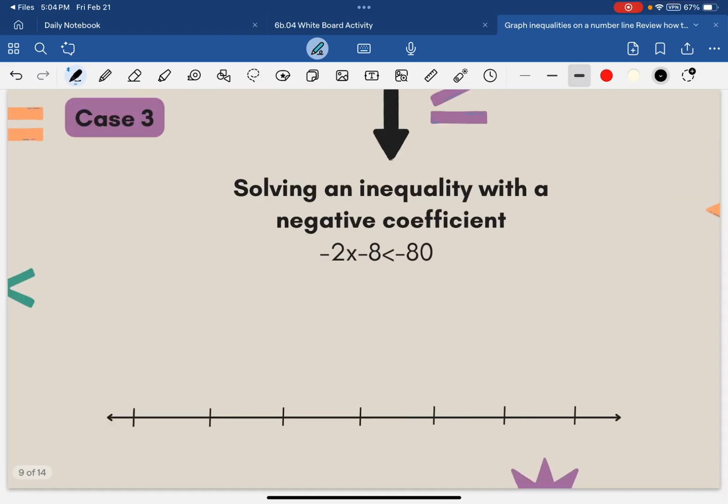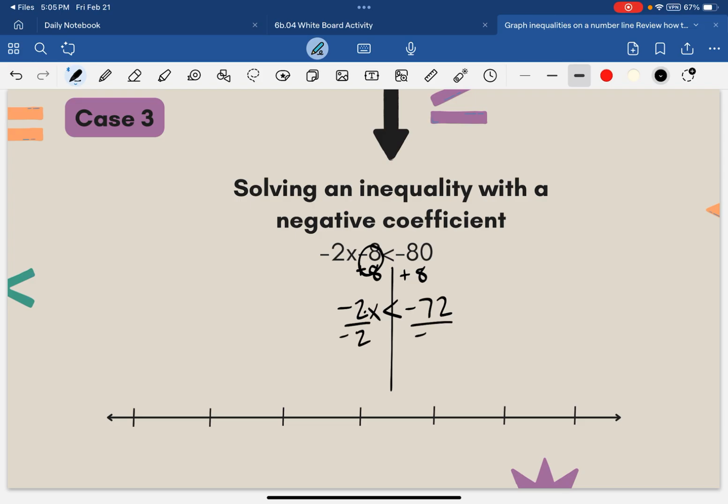Okay, here's case 3, when we have a negative coefficient. So same kind of thing. We're going to get rid of that minus 8 by turning it into 0. There it is, it goes away. Negative 2x comes down. Inequality symbol comes down. Negative 72 is left. Now this time, instead of dividing by a positive 2, it divides by a negative 2.